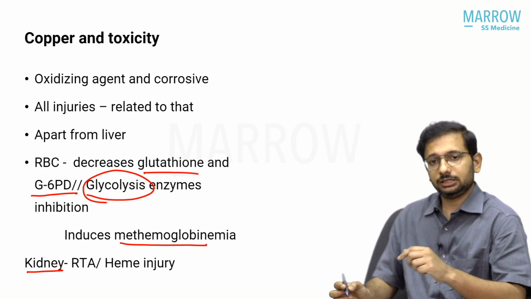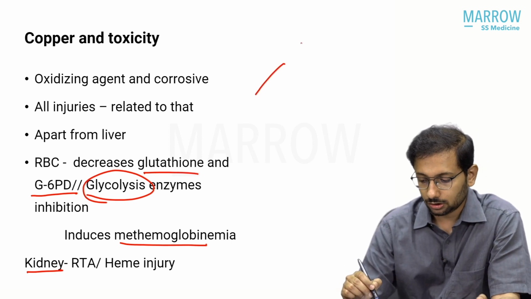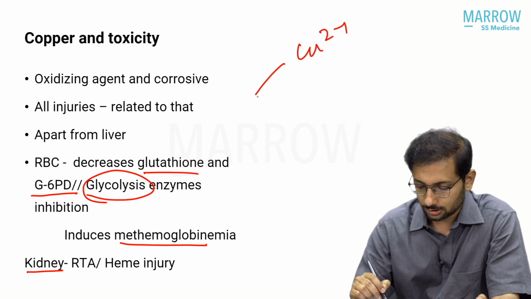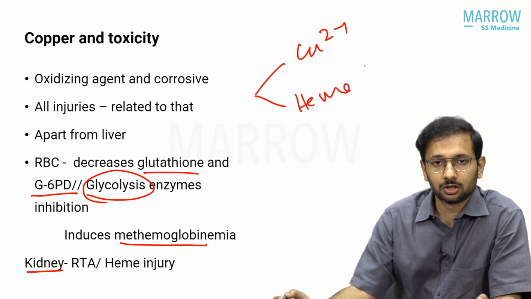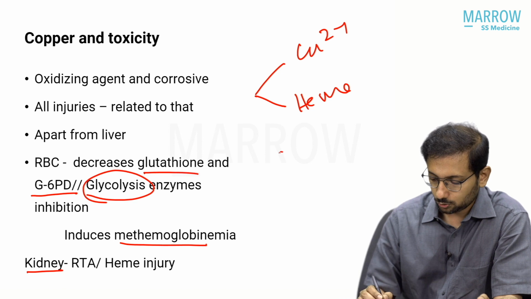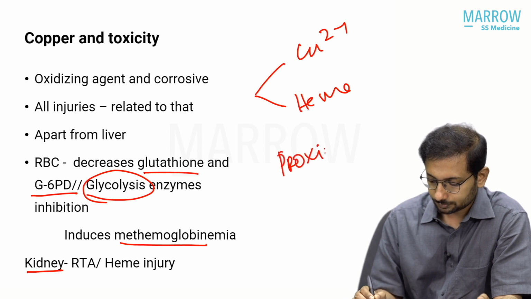Now, the injury to kidney is of 2 forms. One is the copper damages the kidney as such. Second is heme, which forms after the hemolysis, damages the kidney, and this leads to proximal RTA, renal tubular acidosis.